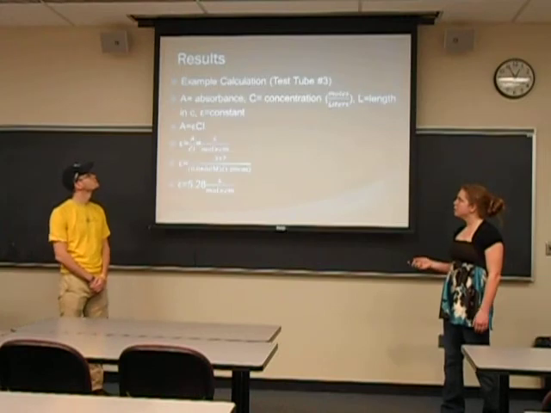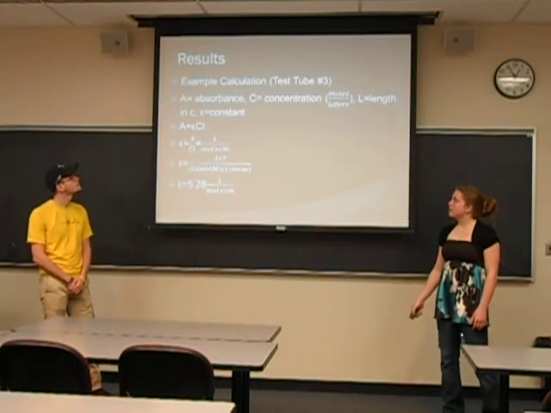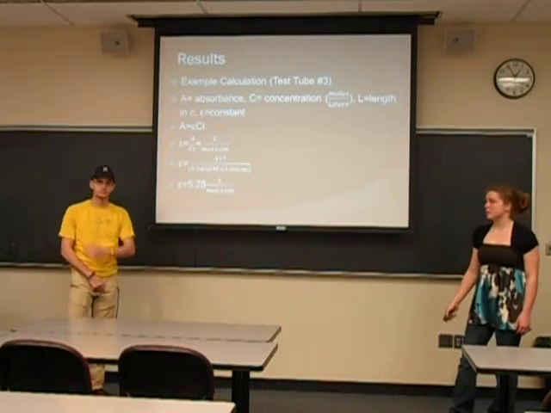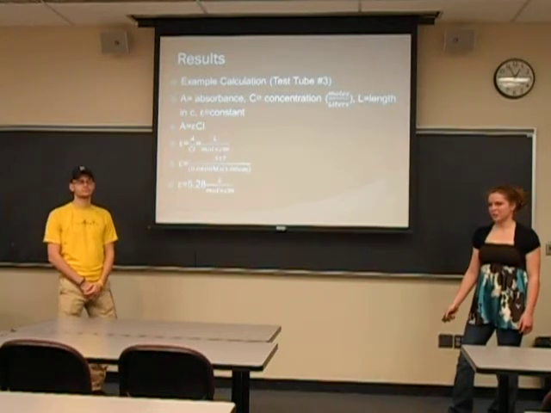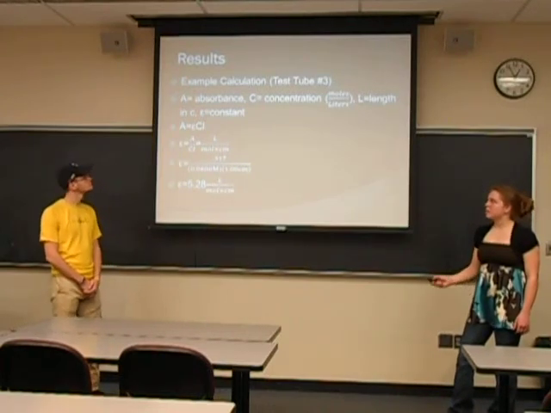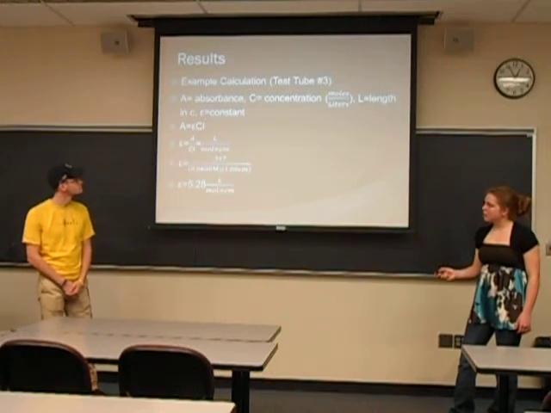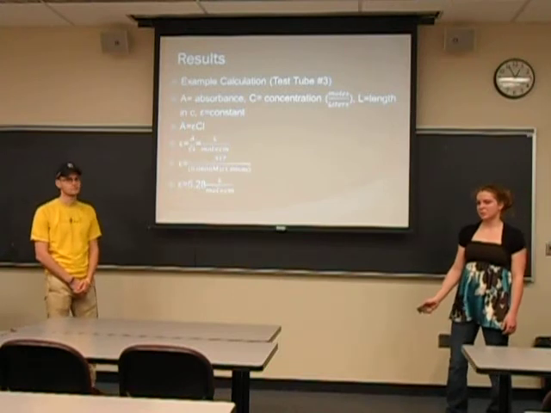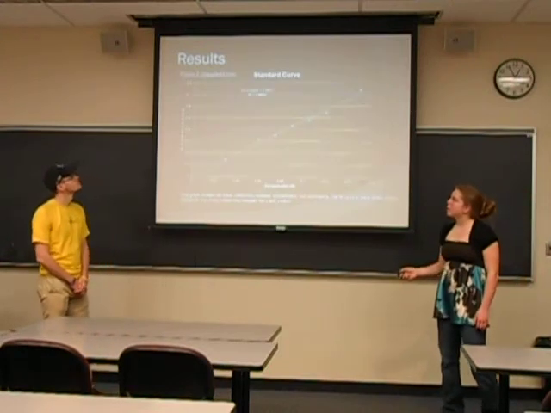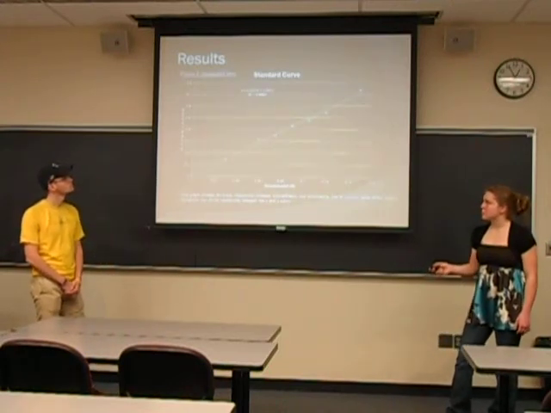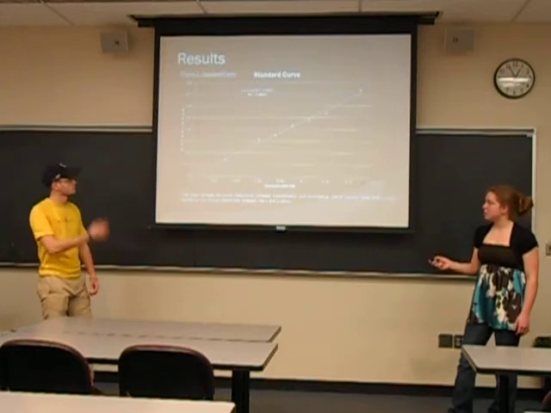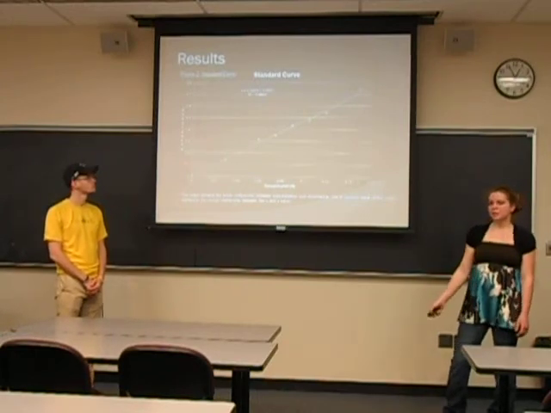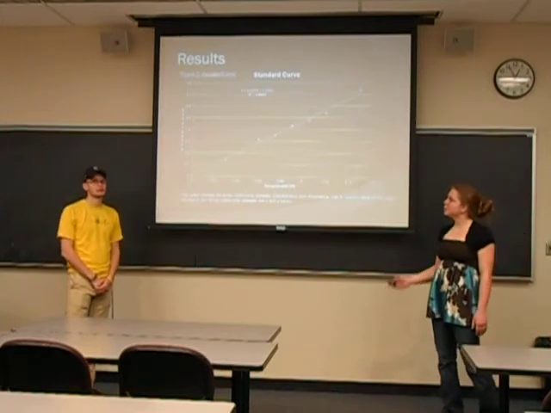molarity. And then we did the example for test tube 2 again, with A equals epsilon times concentration times path length. We used the values that we got from the chart, and we got 5.28 liters over moles times centimeters. This figure 2 graph shows the relationship between absorbance and concentration, and they have a linear relationship. So as one increases, the other one increases too.